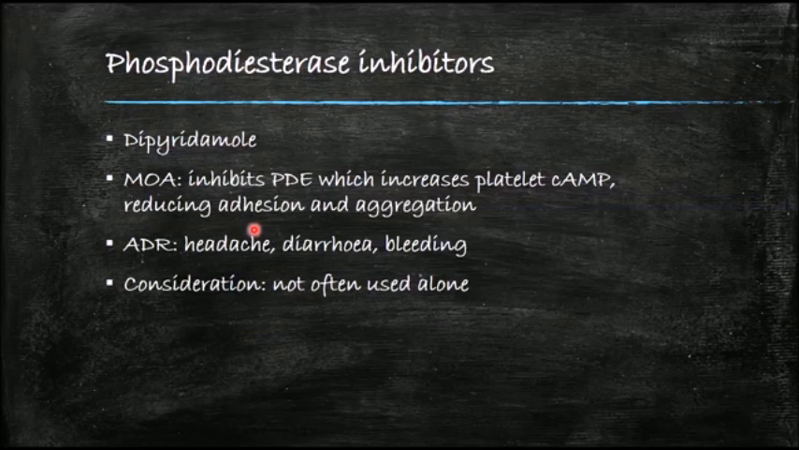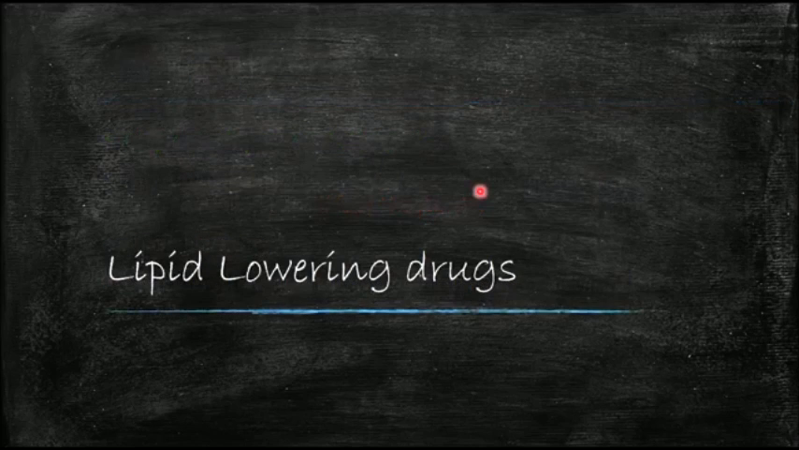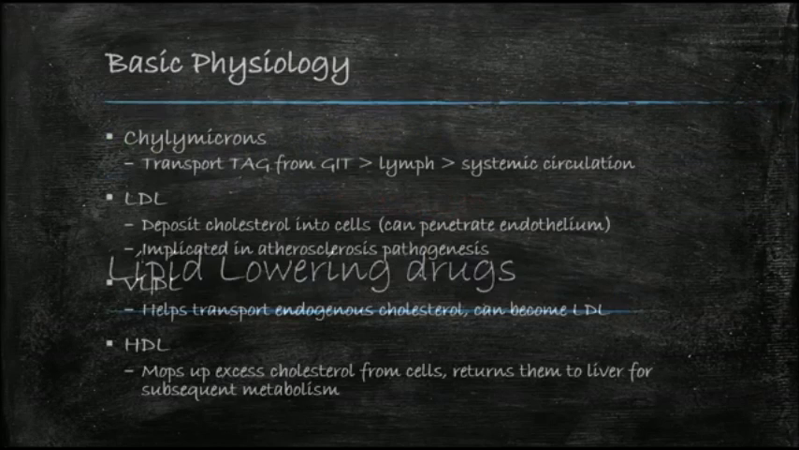PDE5 phosphodiesterase inhibitors, don't really need to know. Clopidogrel is the other one you need to know. They bind to the platelet P2Y12 receptor, and they prevent the aggregation. So they prevent the platelets from sticking together. And this occurs for the life of the platelet. This is in contrast to aspirin, which has a 7-day effect. Once again, these are really well-tolerated drugs, and the biggest thing you're worried about is bleeding. So you should know both P2Y12 or ADP receptor antagonists in case someone asks you about it on a paper.